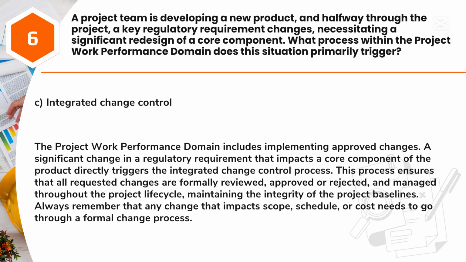Answer: C. Integrated change control. The project work performance domain includes implementing approved changes. A significant change in a regulatory requirement that impacts a core component of the product directly triggers the integrated change control process. This process ensures that all requested changes are formally reviewed, approved or rejected, and managed throughout the project lifecycle, maintaining the integrity of the project baselines. Always remember that any change that impacts scope, schedule, or cost needs to go through a formal change process.